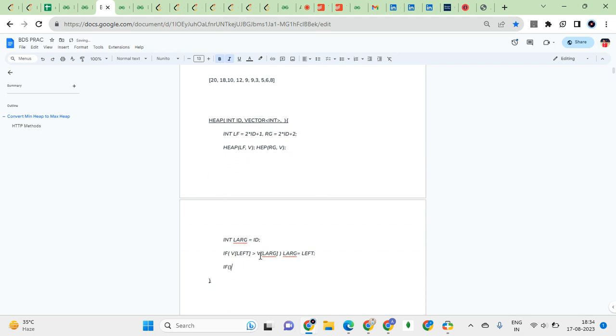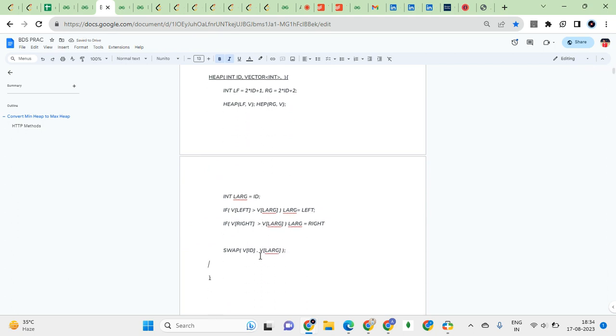Then I compare it with my right part. If v of right is greater than v of largest, largest becomes equal to right. Now you got the largest for sure. And now what we will do is swap v of id with v of largest. In some cases it might already be the largest, so now that part is sorted.